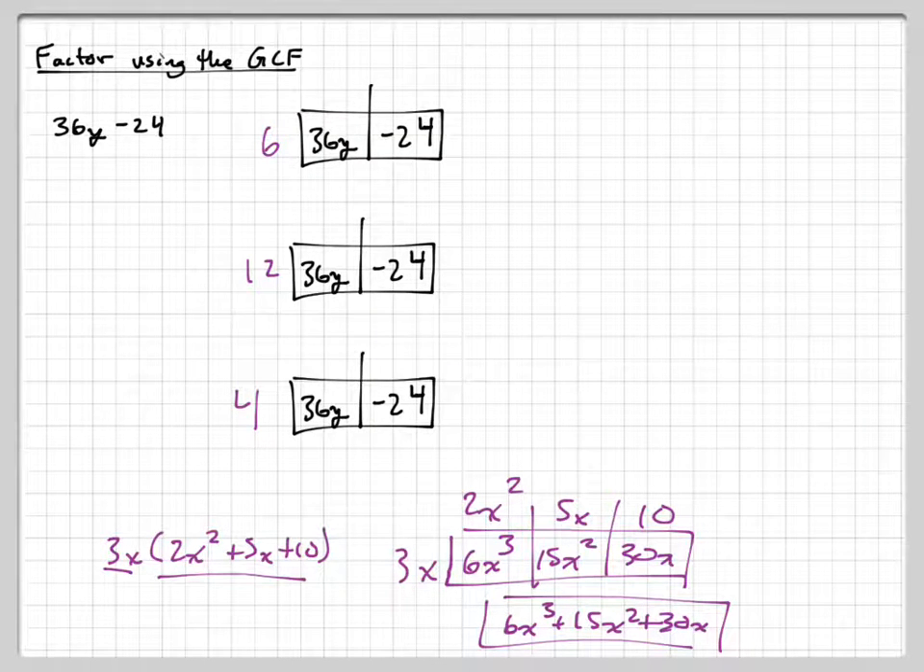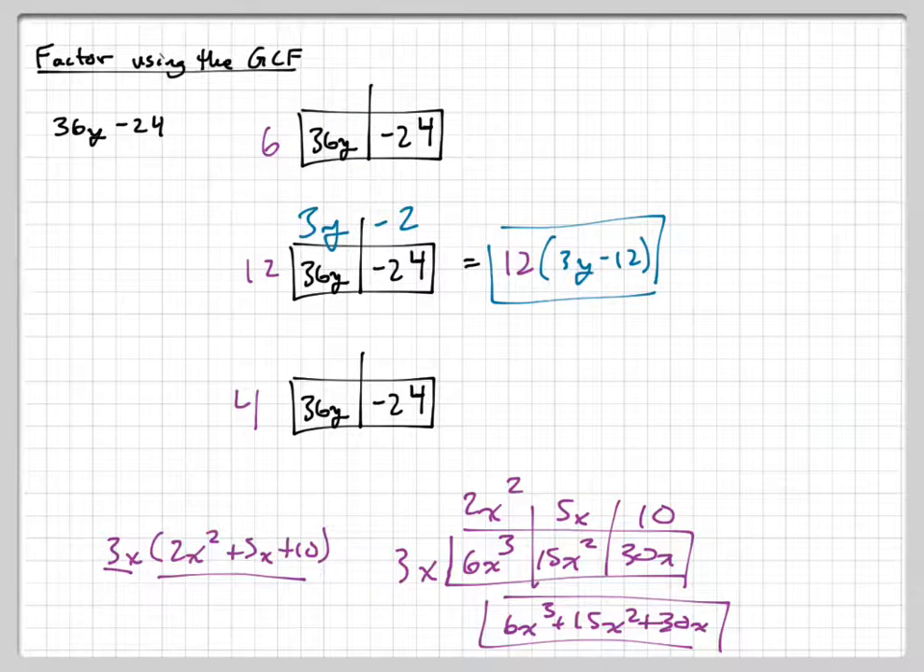If I divide this by 12, that's how I'm going to get this number. So what is 36y divided by 12? 3. Don't forget the y. Oh, 3y. What is negative 24 divided by 12? Negative 2. Okay, so I would write my answer like this. This is how you write your answer. 12, and then you'd write 3y minus 2. So it's 12 times that. This is our answer. Sorry, that should be a 2.